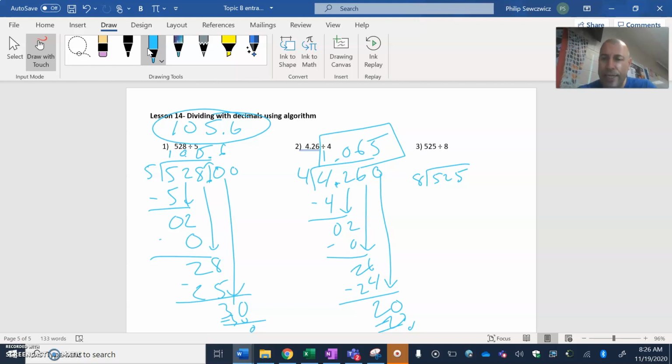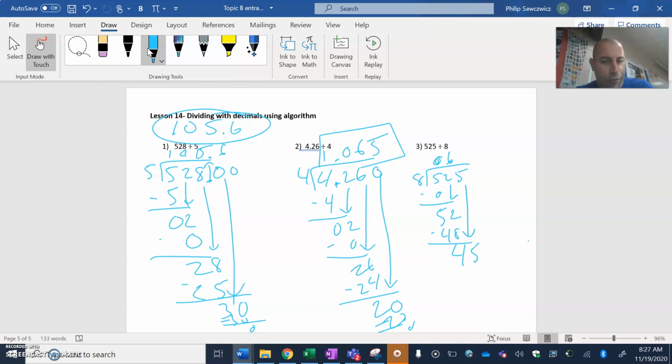How many groups of 8 can you take out of 5? None. So I'm going to put a 0 up there. 0 times 8 is 0. Let's subtract. Let's bring down the next number. How many groups of 8 can you pull out of 52? 7? No, that's 56. So 6, that's 48. Yeah, that gets me snug up against it there. So 6 times 8 is 48. We're going to subtract. We'll get 4. We'll bring down our next number.